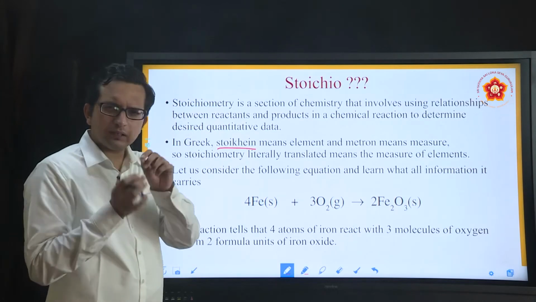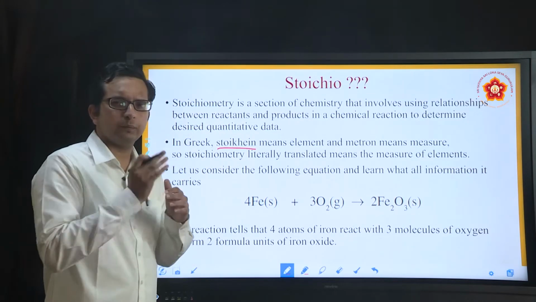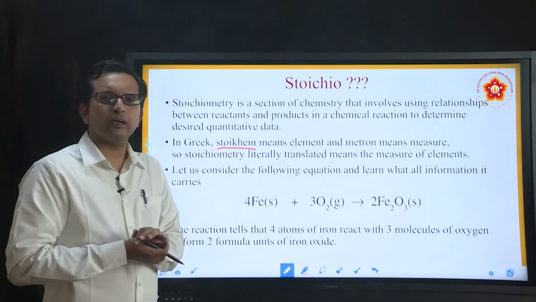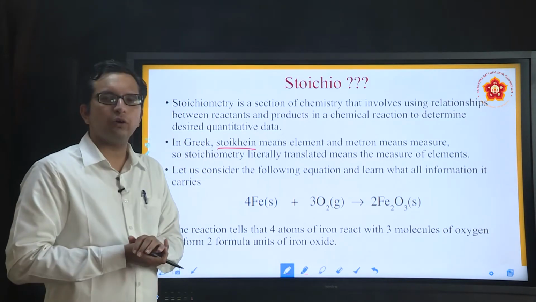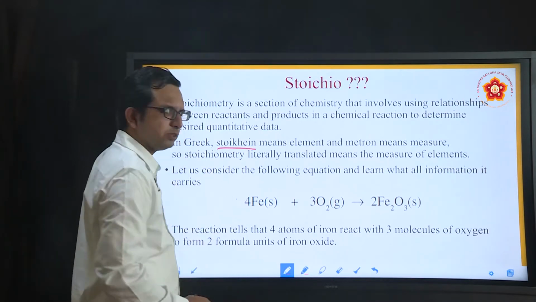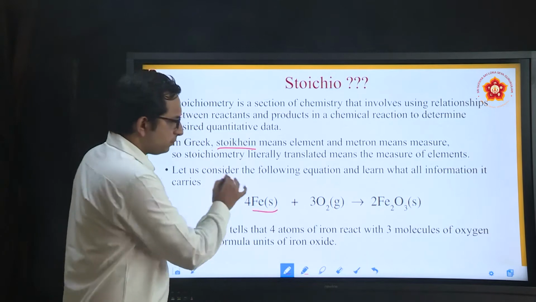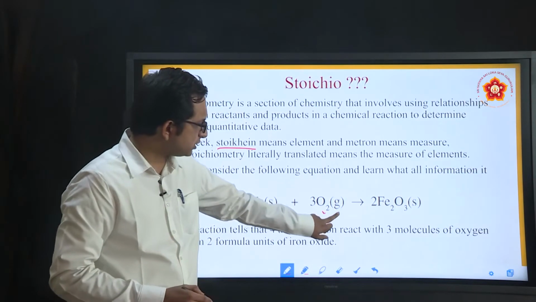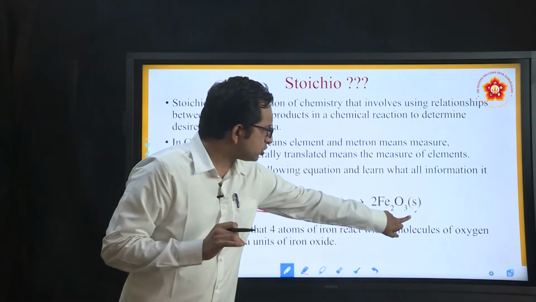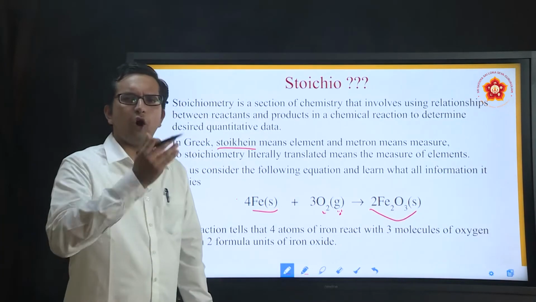Now, you had done percentage composition and all in the previous class. Here, what you are going to do is understand the measurement of compounds in these cases. Let us consider one example where iron metal is reacting with oxygen gas, the G in brackets indicates gas, and then a solid is formed which is iron oxide.